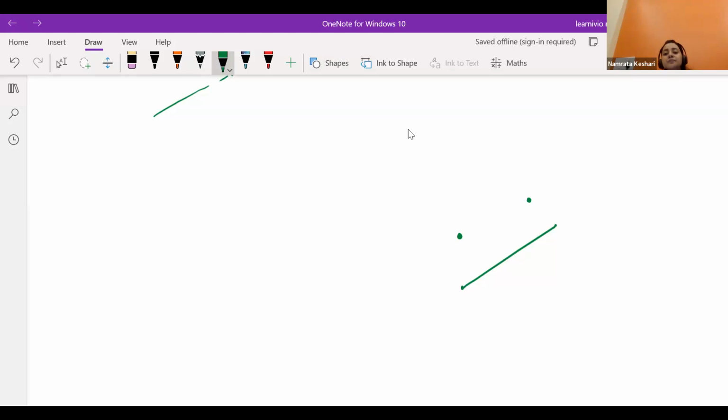Perfect. Now, Ifra. Postulate one states that a straight line may be drawn from any one point to any other point. Axiom 5.1 says, given two distinct points, there is a unique line that passes through them. Postulate two says that a terminated line can be produced indefinitely. Perfect. Maisha. A straight line may be drawn from any one point to any other point. Given two points, there is a unique line that passes through them. Postulate number two: a terminated line can be produced indefinitely.